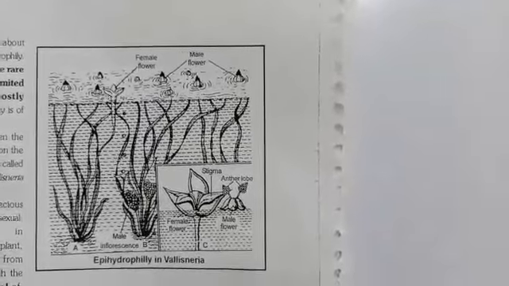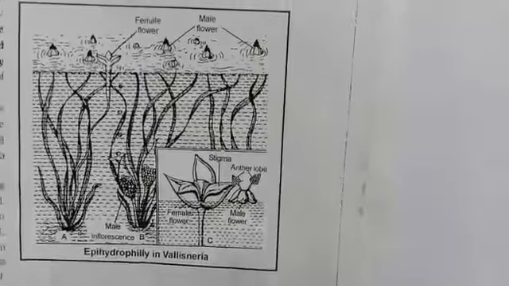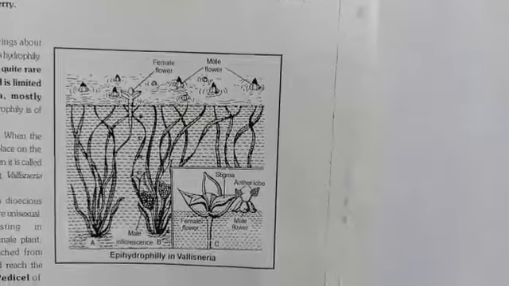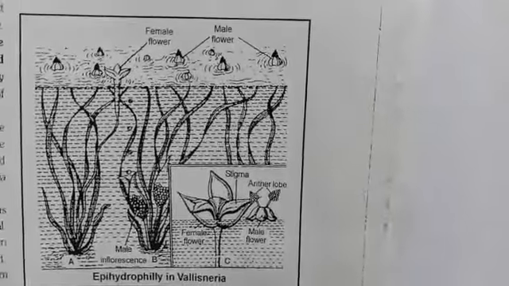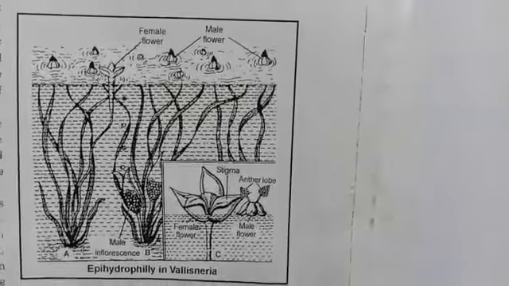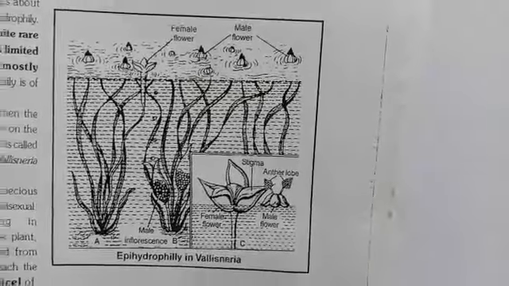The next one is hypohydrophily. Pollination that takes place inside the water is called hypohydrophily. Examples are Ceratophyllum, Najas, Zostera, that is sea grasses, and Hydrilla.